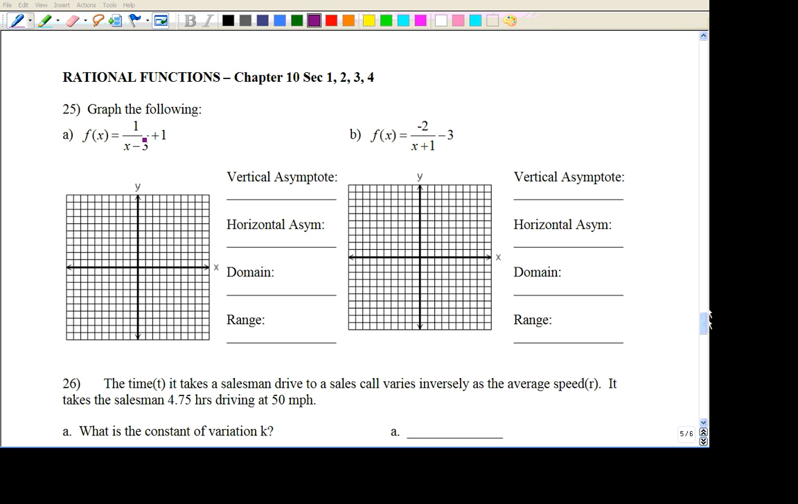Your vertical asymptote you can tell by looking at what's in your denominator here. And so then that would be the vertical asymptote. Set it equal to 0 and solve for x. You get x equals 3.